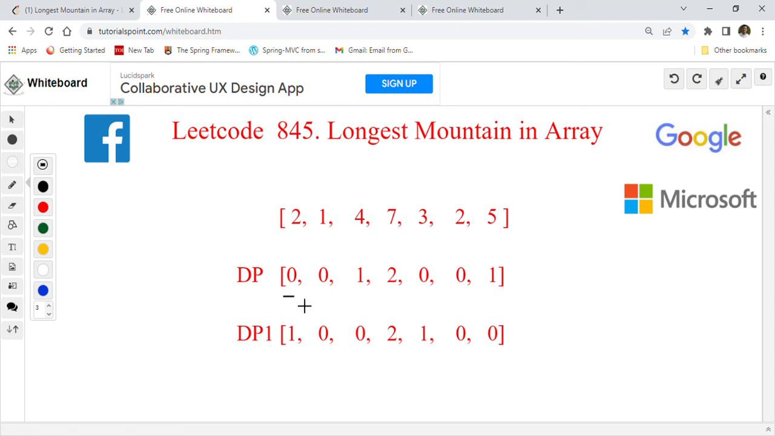After that we will sum these corresponding elements: 0 plus 1, 1 plus 1, 2, like this. So when we reach here we will get 5. We keep track of the maximum that we are seeing, and that will give us the maximum or longest mountain length.